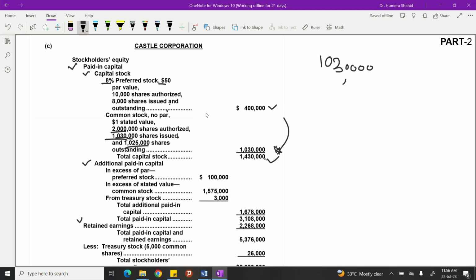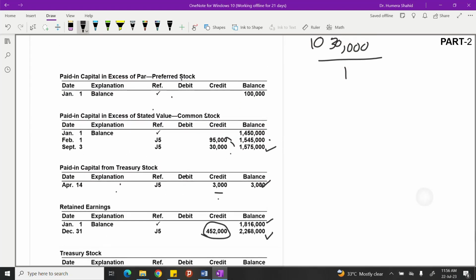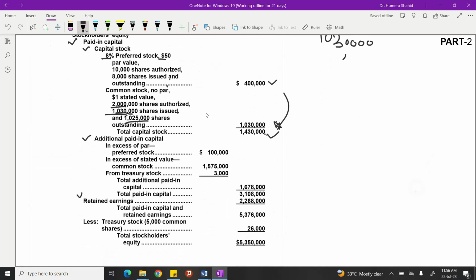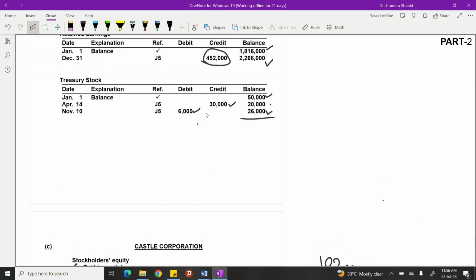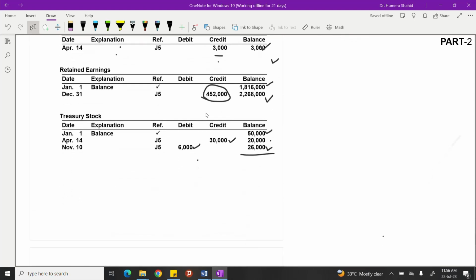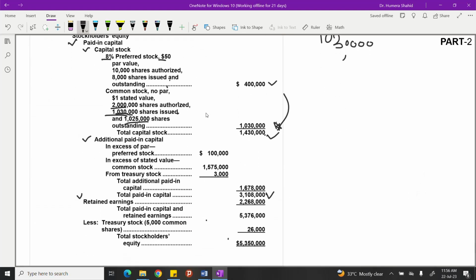Go to the additional paid in capital. Just pick up the balances from these accounts, these T accounts you prepared here. This is the balance for preferred, this is the balance for common, and this is the balance for the treasury. So we added all of them over here, and then we get our total paid in capital. Retained earning balance, also T account, you need, it's not here, but you can prepare it, the retained earning T account, or you can prepare the proper ledger. It's here, sorry, it's here, 2,268,000. So just put this balance over here.